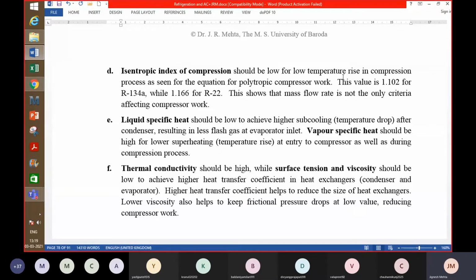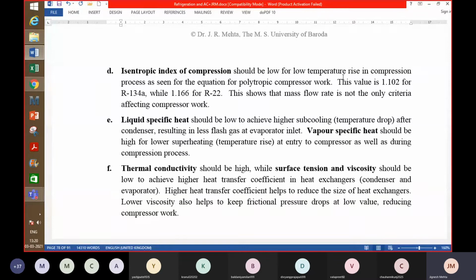There will be more superheating in case of R22, which you might have already witnessed in the experiments that were carried out in the lab. Though there is no system with R134A, for R22, the degree of superheating was moderate, even in the winter time. So in summer, you can expect it to be much higher. Right? So this shows that mass flow rate is not the only criterion affecting the compressor work. The polytropic index also affects the compressor work.